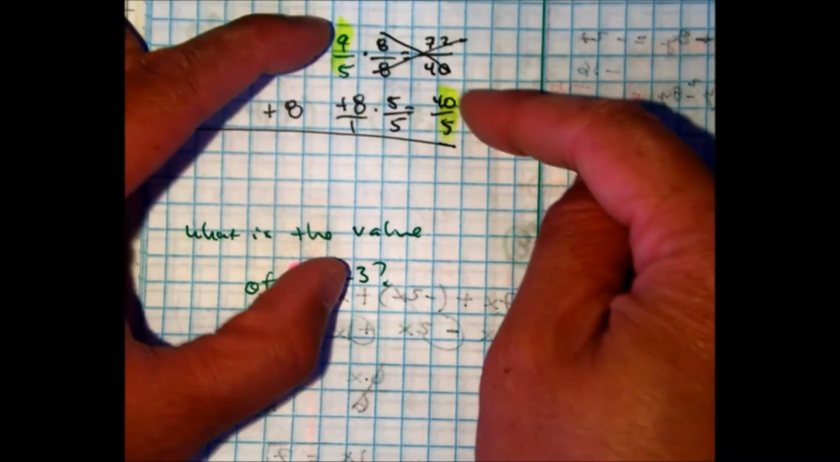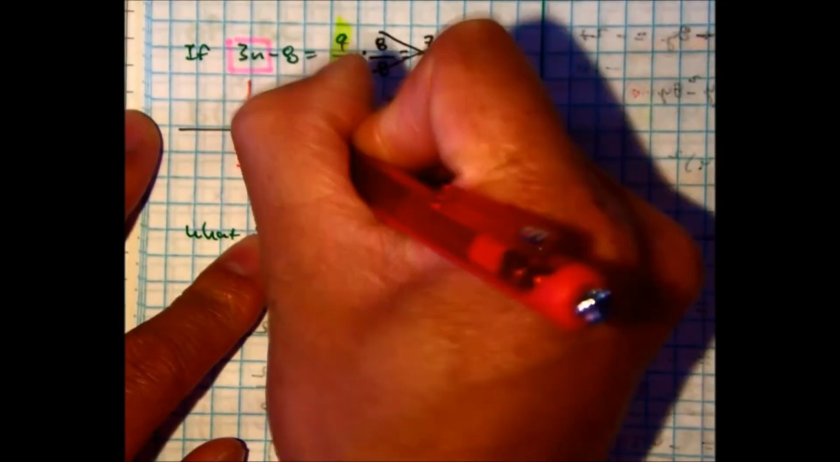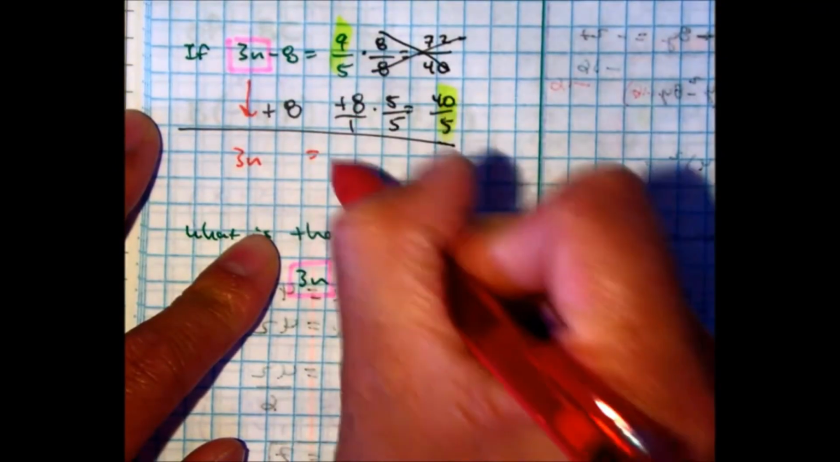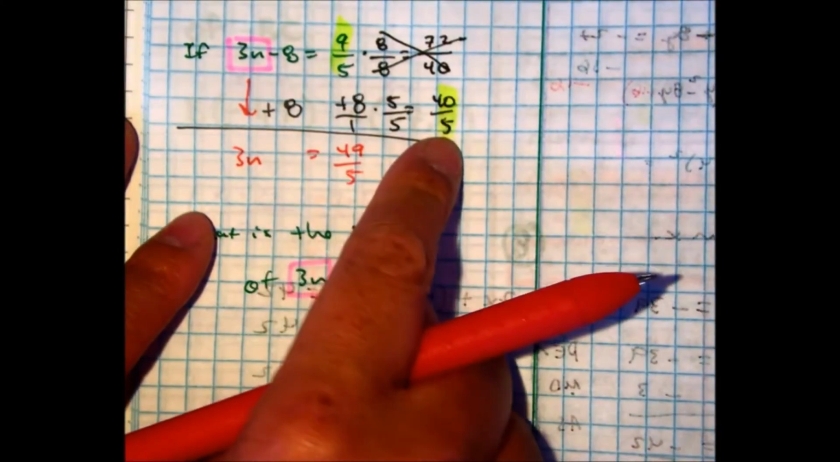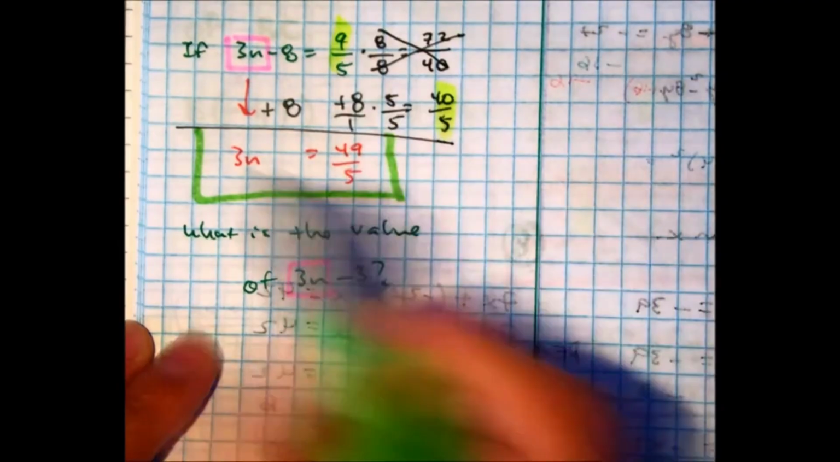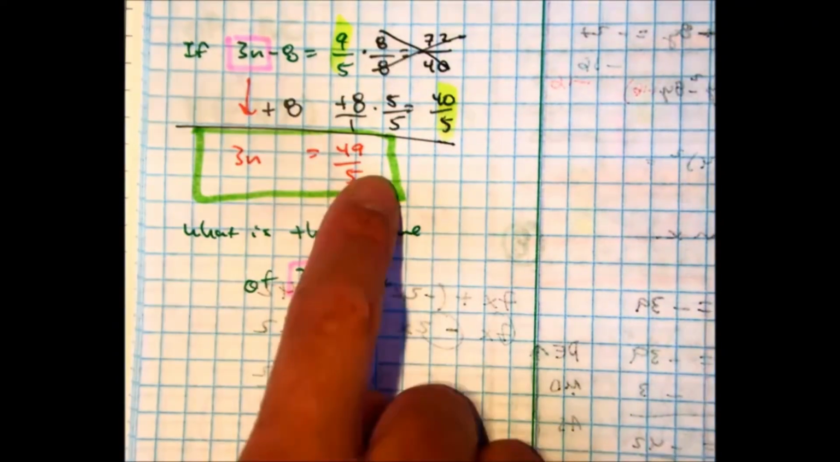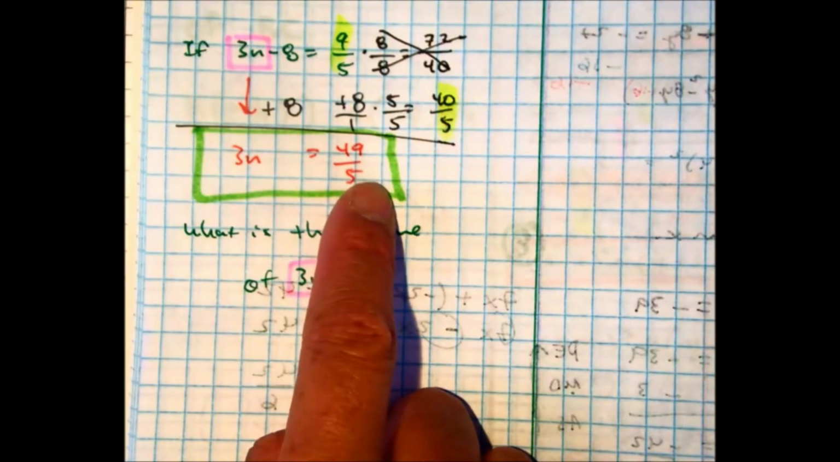Now I can add the numerators. Class, what's the 9 plus 40? 49. So I have 3n equals 49 over 5. You don't need to add the denominators, the bottoms of the fraction. Now, interesting enough, one of your distractors, one of the multiple choice is 49 over 15, not 49 over 5. But class, is this our answer? No.